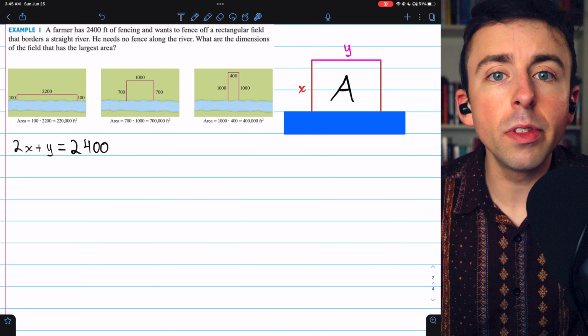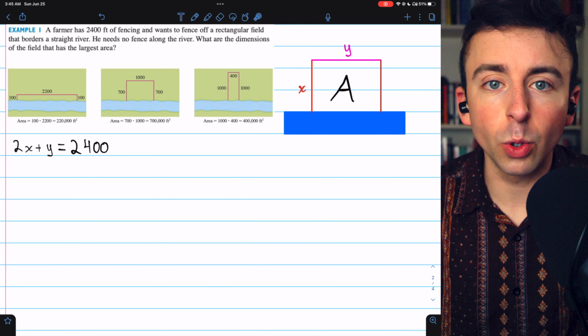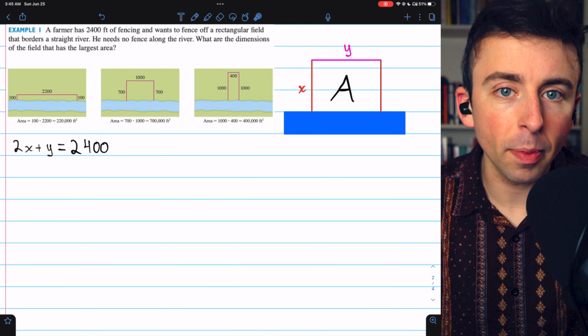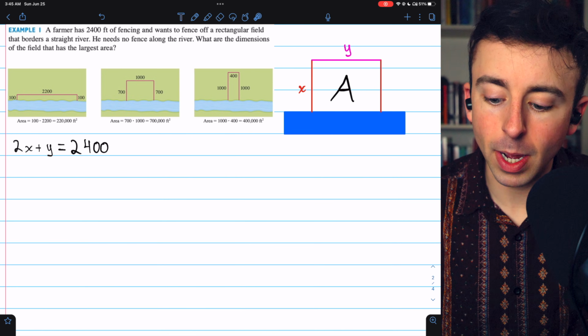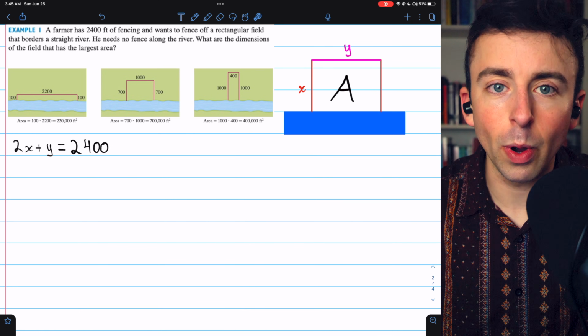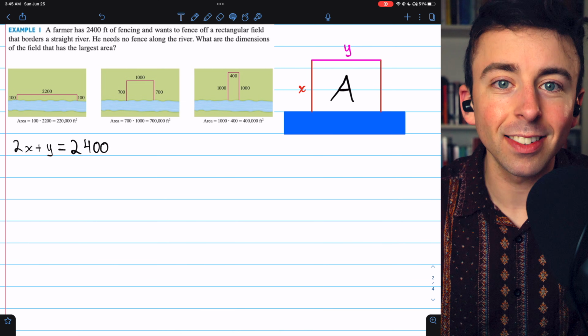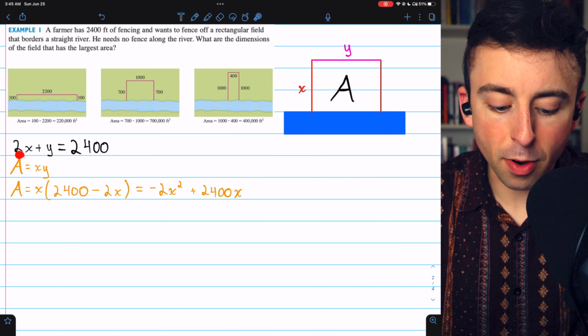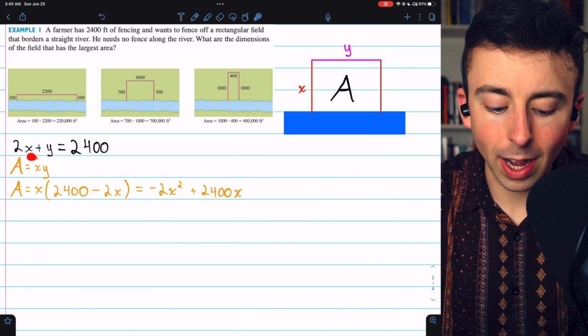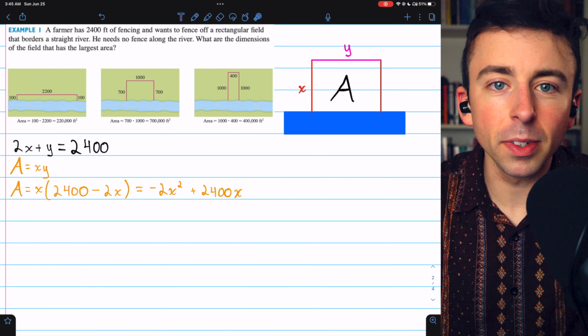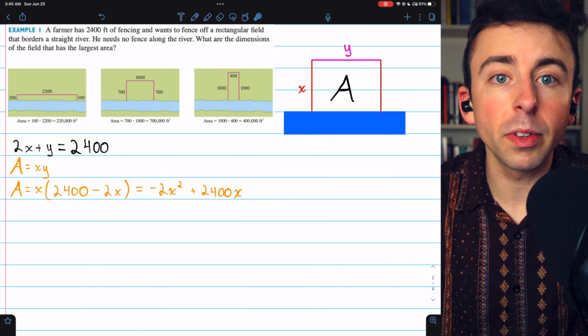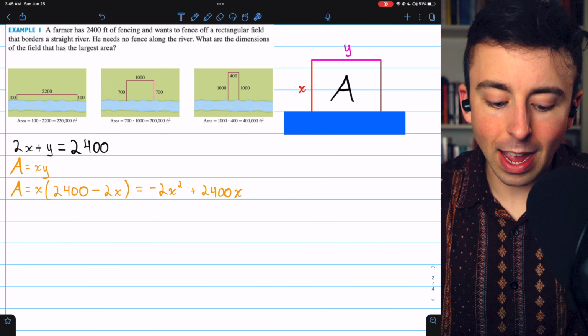Now we can move on to the primary equation. Let's write an equation for the quantity that we're trying to optimize. We're trying to maximize area, so we'll write an equation for that. The area of this rectangle is, of course, just x times y. So that's our primary equation, A equals xy. Again, though, we've got two variables here. We need an equation in terms of a single variable. We can fix that pretty easily.